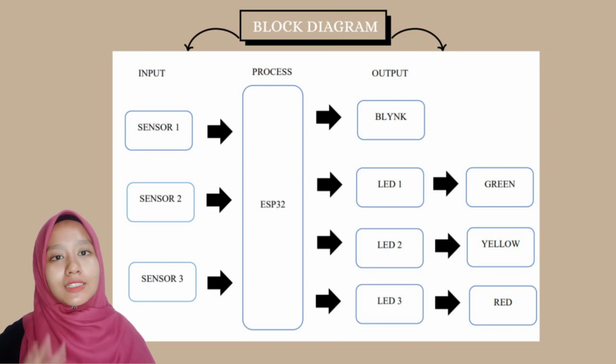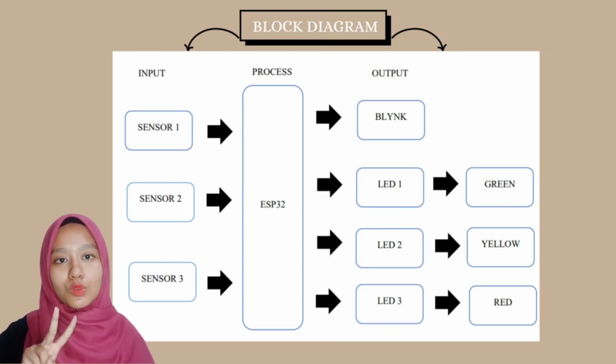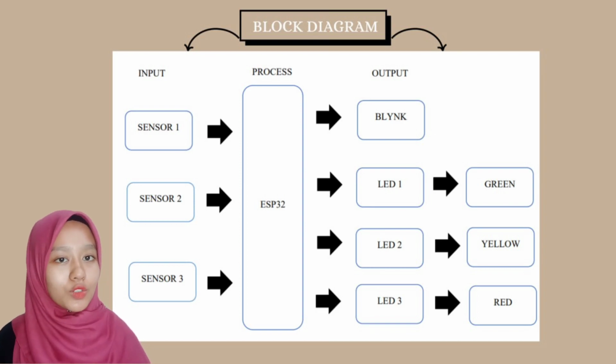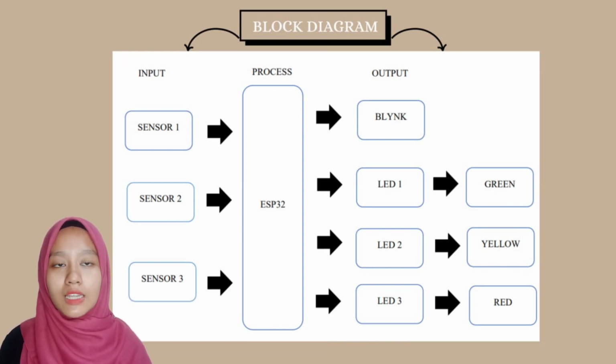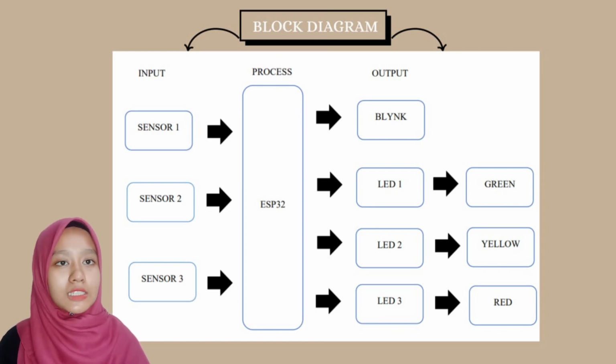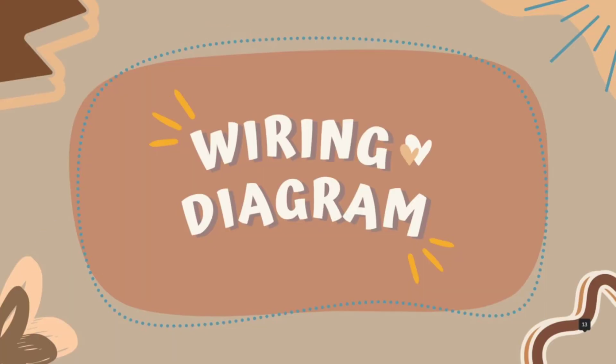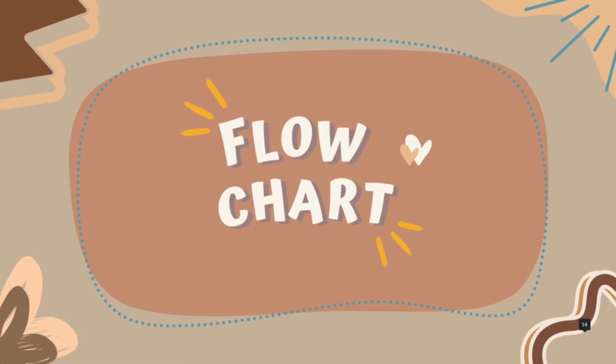For the input section, there are 3 sensors that represent the water level, which is sensor 1 for normal condition, sensor 2 for warning condition, and sensor 3 for critical condition. The process section consists of an ESP32, which is connected to an input that has 3 sensors and an output that has 3 LEDs. In the output section, there are 3 LEDs that will light up according to a certain water level, which is a green LED for normal level, a yellow LED for warning level, and a red LED for critical level. And they are connected to the Internet of Things, which is Blynk on the phone and computer, to generate notification to the user. This is the wiring diagram.